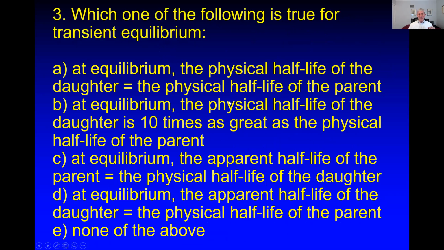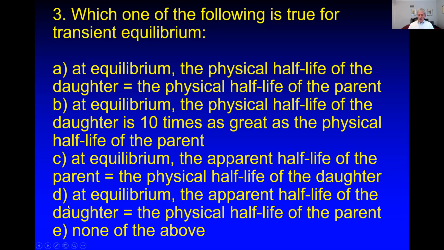Perfect example. Number 3, and I'm going to give you a moment to read through these. This is right off an old exam. I think none of the above was not one of the choices, but the rest of it was. So take a moment to read it, and then you can tell me which one of those is correct for transient equilibrium. Anyone? E as in dog. That is exactly the correct answer.